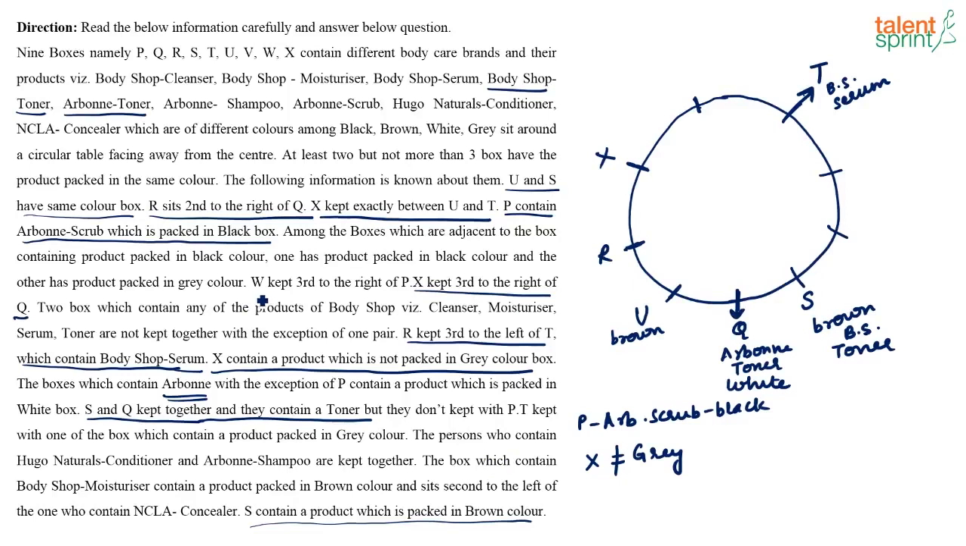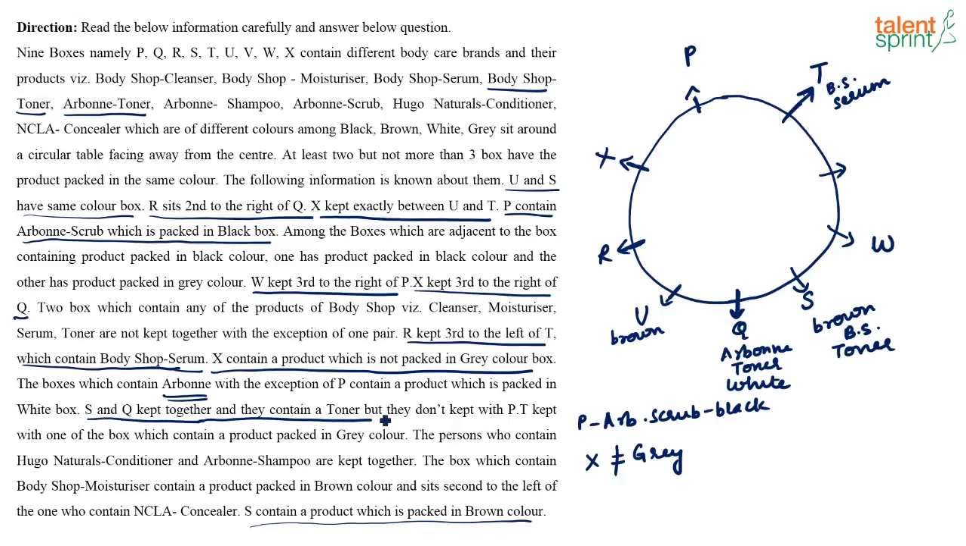Now let us look at this statement. W is kept third to the right of P. Okay, so see, if I have fixed X, R, U, Q, S. See, all the boxes are facing outwards, right? So there is no confusion there. Now they are saying W is third to the right of P. So where can W and P be? W is third to the right of P means the only place where I can keep P is here, and this has to be W. Then only W will be third to the right of P. Okay, now so this is also satisfied.